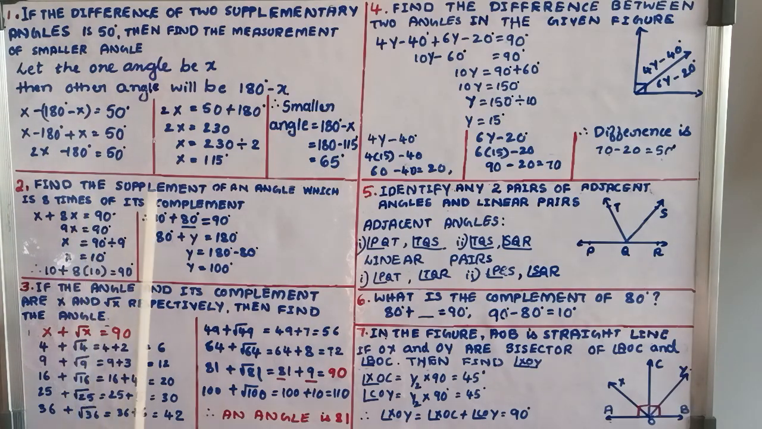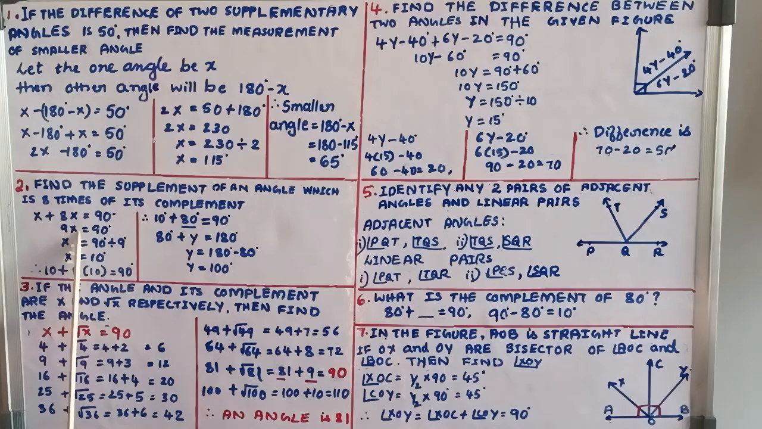Second one, find the supplement of an angle which is 8 times its complement. Here first we have to find an angle which is 8 times its complement. Since it is given complement, we have to write x plus 8x equals 90 degrees. Now add the coefficients of x. If there is no coefficient, we have to assume that it is 1. So x plus 8x means 9x equals 90 degrees.